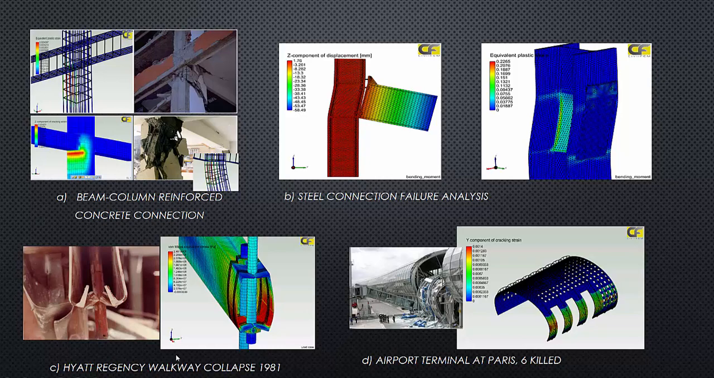In this case, the collapse occurred in the vertical continuous walkway. This was in 1981 and killed 114 people. Okay, in this case, as you can see here, the analysis with CivilFEM confirms the failure in the connection. Finally, here we have another case of collapse in the airport terminal in Paris, with 6 people killed.